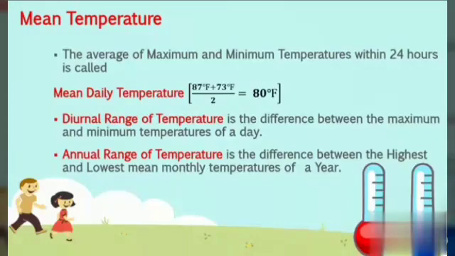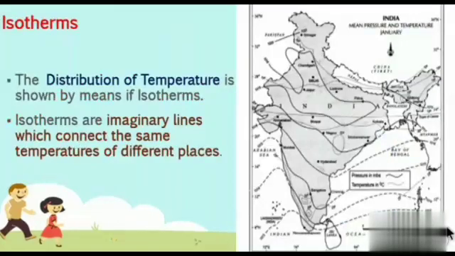Okay, diurnal range of temperature is the difference between the maximum and the minimum temperature of a day. Maximum temperature minus minimum temperature. Okay. Next, annual range of temperature. It is the difference between the highest and the lowest mean monthly temperature of a year.